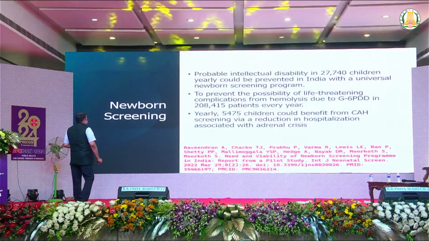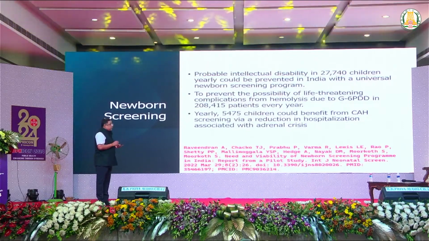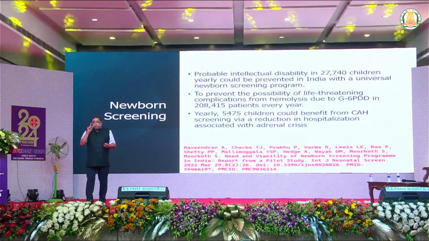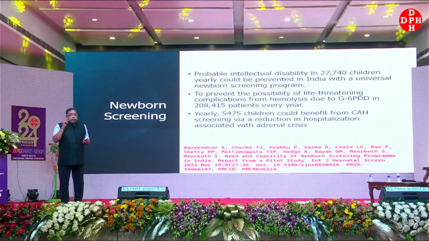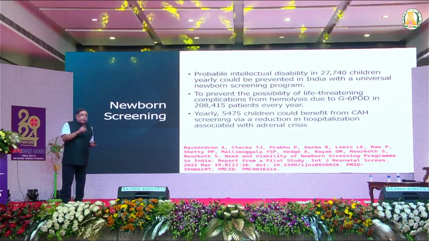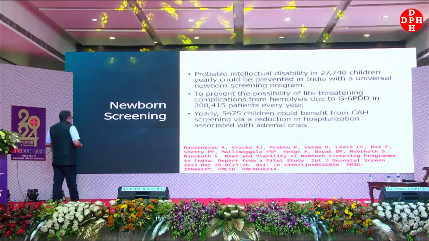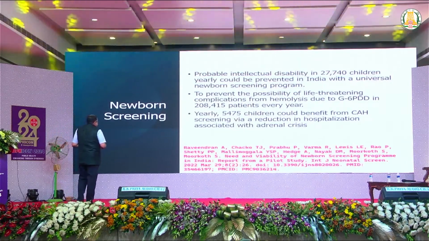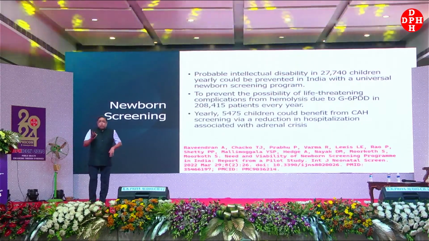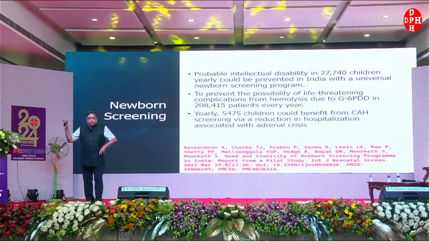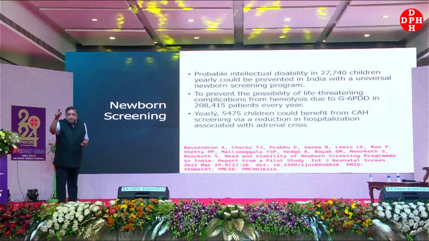The statistics show that 27,000 of our children yearly have intellectual disability because of errors of metabolism, which is preventable. And 2 lakh and odd children have the threat of hemolysis and acute disease, or what you call an acute change in their metabolism, and even death. There are 5,000 odd children who go into adrenal crisis every year in this country because of congenital adrenal hyperplasia. These are all issues now limited to the medical colleges, especially the super specialty hospitals. But looking at this, you will understand this is an issue which public health needs to be concerned about.